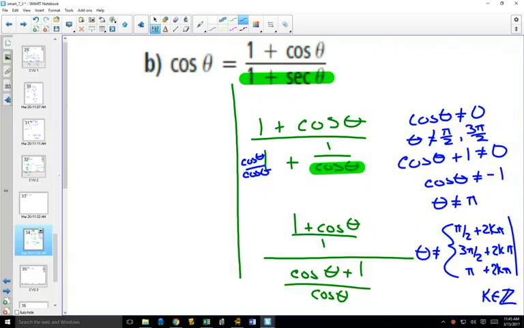Okay, questions after this one are 4, 8 double I, 9 double I, and 11.